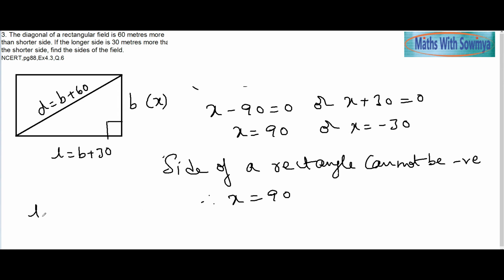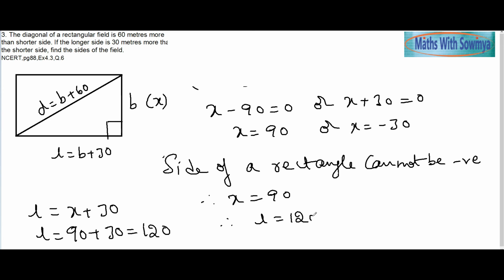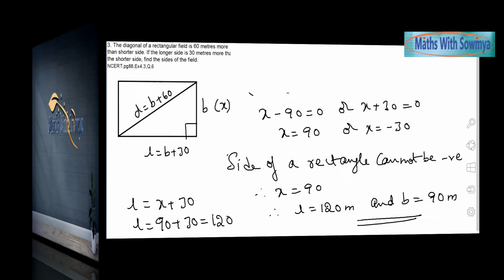So what is L? L is nothing but X plus 30. So L is 90 plus 30, 120 here. Therefore, we can say L is 120 meter and B is 90 meter, or the two required sides are 120 and 90.